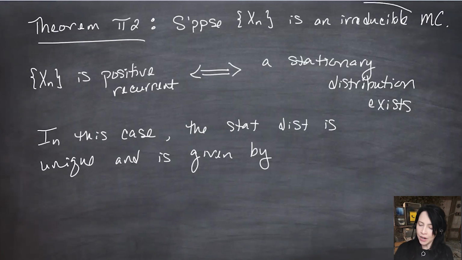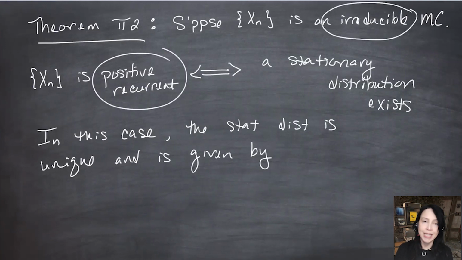But if you take irreducibility and positive recurrence and also throw in aperiodicity, this theorem is still going to hold. And that means we're going to have a unique stationary distribution. When you combine this with theorem pi 1, a limit exists, the limit is stationary, and the stationary distribution is unique, so they are one and the same. If someone asks you for a limiting distribution, you could choose to solve for it using the stationary equations. And vice versa.